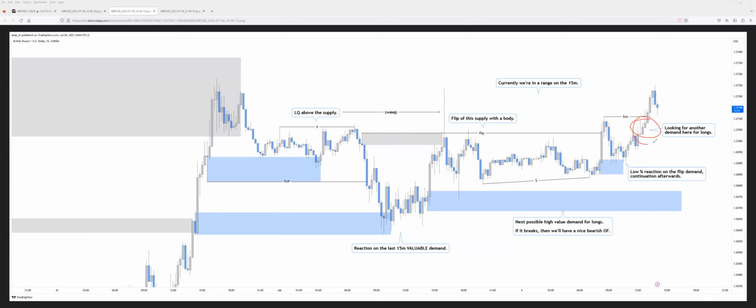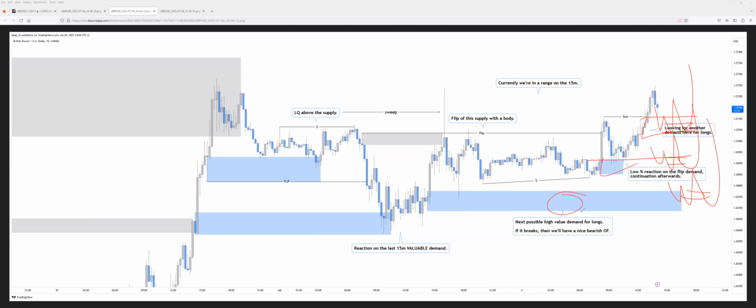I just marked it out on the 5-minute one, because I didn't mark it out on the 50-minute time frame. So basically the plan here on the 50-minute time frame was to look for a demand confirmation somewhere around here, or look for the confirmation on this demand, or look for the next possible high value demand mitigation, which is this one down here, as I stated. So on this one, we will be able to take longs. On this one, we will be able to take longs. And on this one, we will be able to take longs.